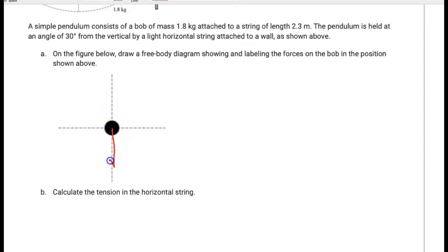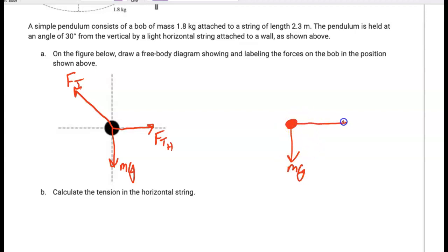So straight down is mg. Then for this one, there is a force to the right. This is the force of tension for the horizontal, and then up this way, this is just force of tension. So I'm going to draw another dot. Remember, whenever you do these, you only want to put forces on this one, and then on the one that you draw over here, you can draw whatever you want to help you solve the problem.